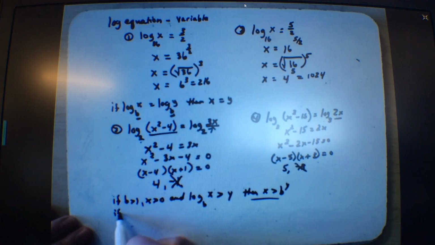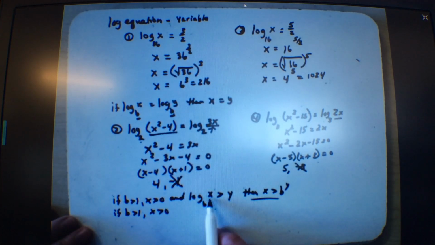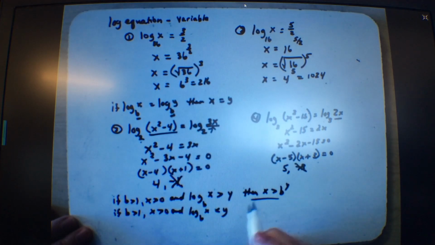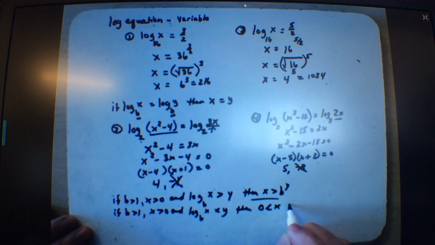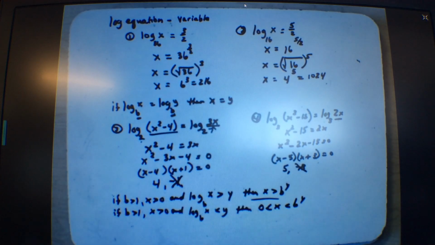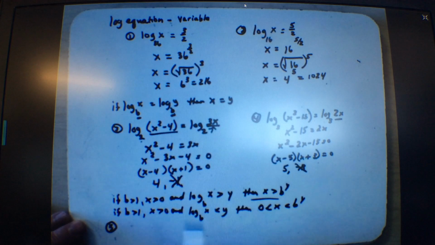However, if b is greater than 1, your base is greater than 1, and x is greater than 0, so this value is positive, and the log of x base b is less than y, then 0 has to be less than x, and x has to be less than b to the y. I'll explain this to you in a minute. So let's take a look at this. Greater than is great. Greater than is awesome. It's less than that you have to remember. Less than has got a whole different problem.